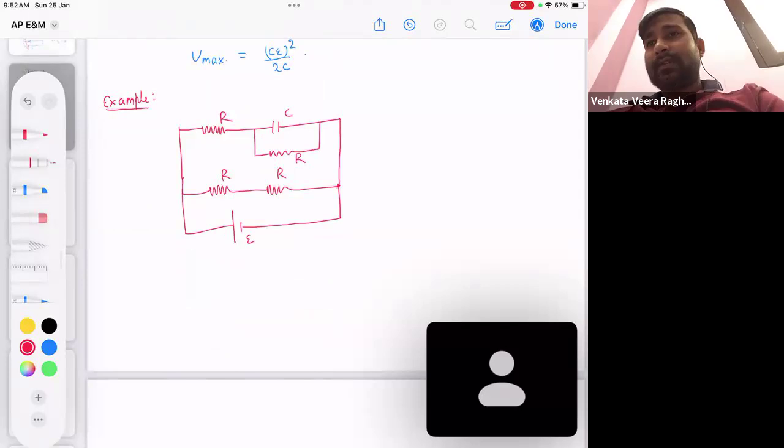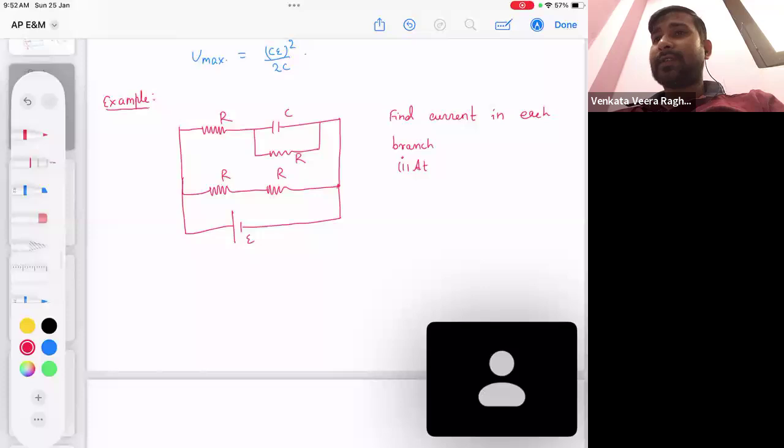Find current in each branch. Again, the same question is there. Current in each branch. First thing, initially, or just after the switch is closed. Second thing, t equal to infinity.